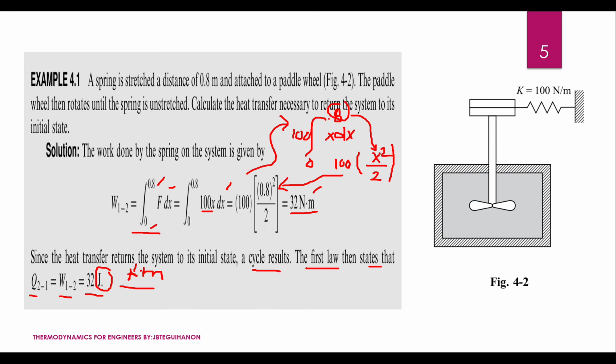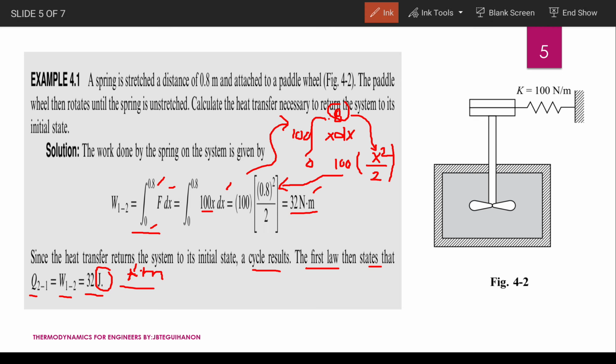So, sabi rito sa problem, a spring is stretched a distance of 0.8, ayan, and attached to a paddle wheel. Figure 4-2. The paddle wheel then rotates until the spring is unstretched. Calculate the heat transfer necessary to return the system to its initial state. So ang solution mo, work done by spring on the system is given by this.